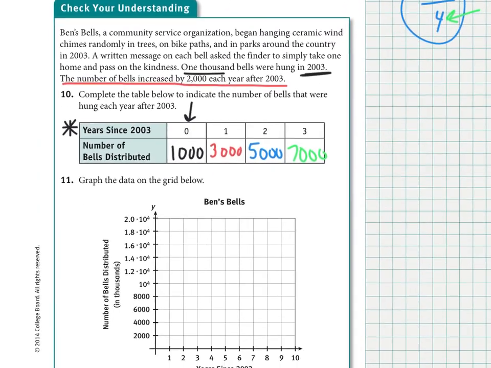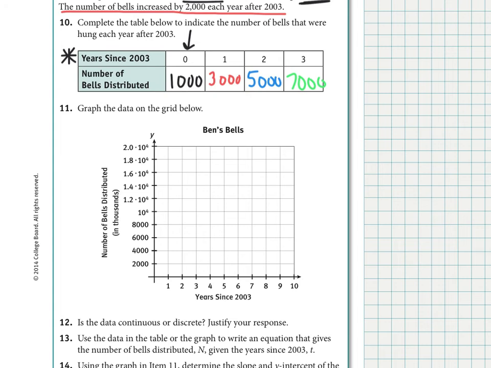Can we make a little graph here and talk about the situation? Let's take a look. We plot the first point, 0, 1,000, right here. Then at year 1, the y value is 3,000, the number of bells. Year 2, the number of bells was 5,000. And year 3, the number of bells is 7,000. So we plotted our points there.